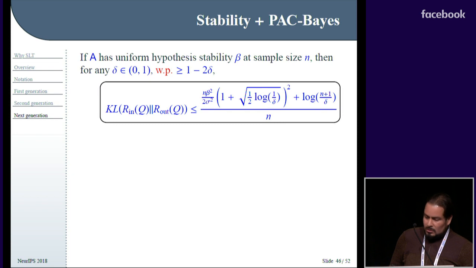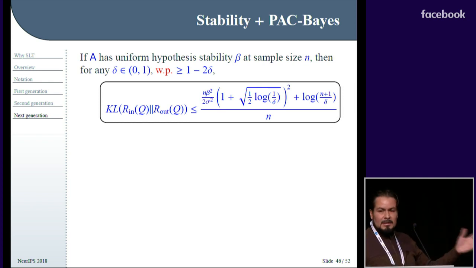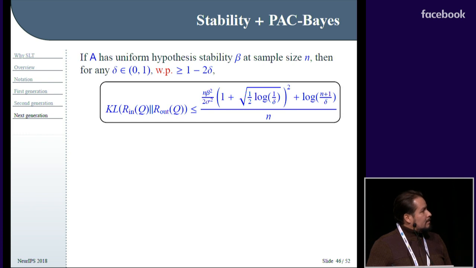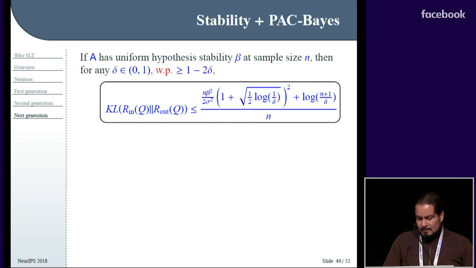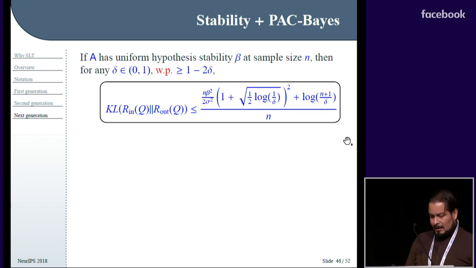That's that. So I'm going to try to give you a little bit of an impression of what stability combined with the PAC-Bayes framework can do. If you have an algorithm that has uniform hypothesis stability, so somehow you know that that property is satisfied for your algorithm, then for a given sample size, you have the following bound. The KL divergence between the average empirical risk and the true risk is bounded from above by a quantity that depends on the stability coefficient, besides sample size and confidence parameter.